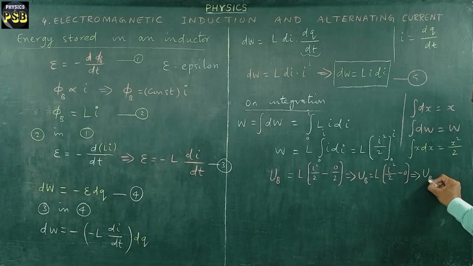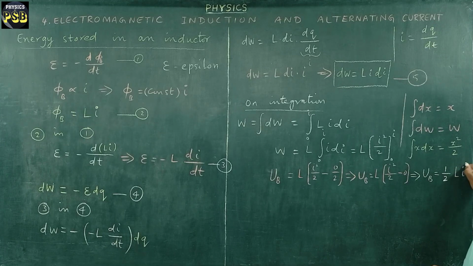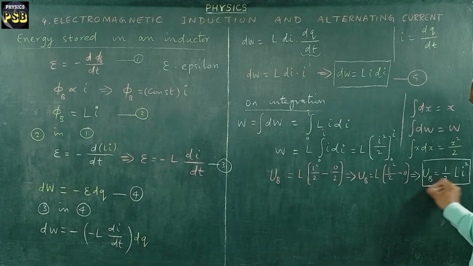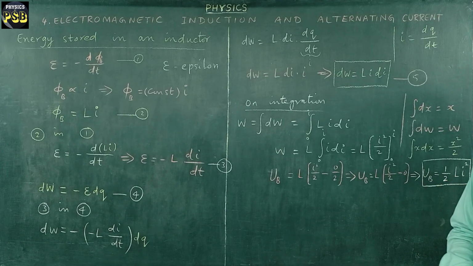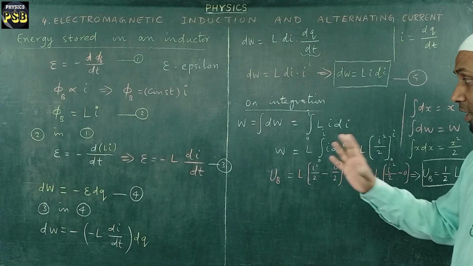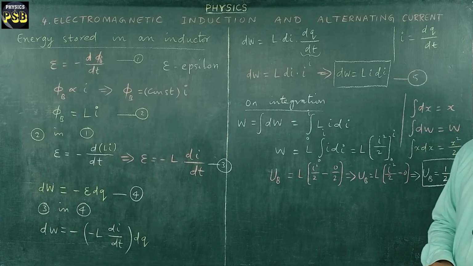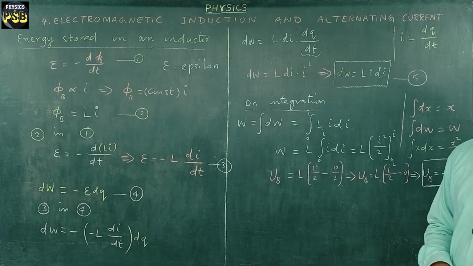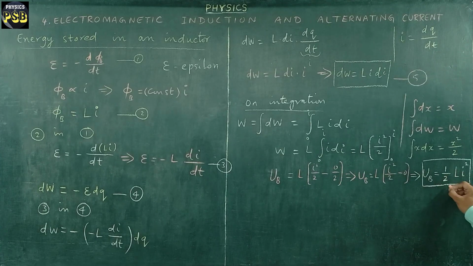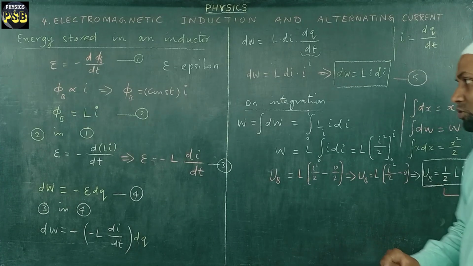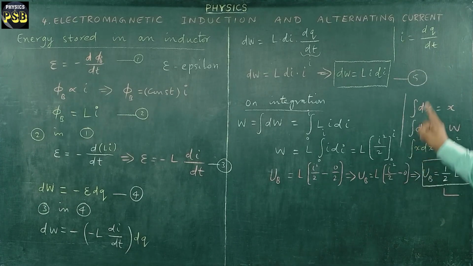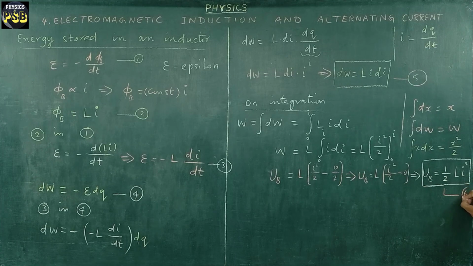U B equals half L I square. This is the final expression which gives us the energy stored in a coil or inductor when electric current flows through it. Fine. I named this one as equation number 6.